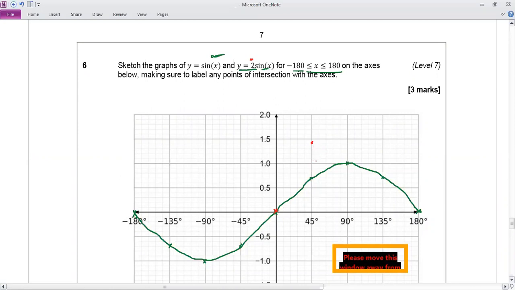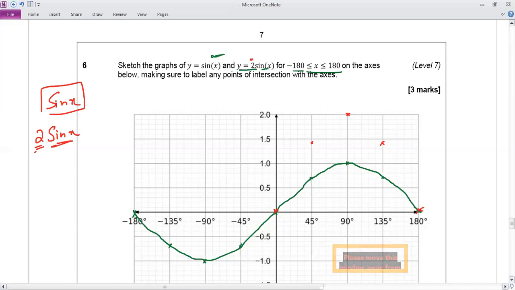In the same way, for 90, 2 sine 90 will be 2. Almost every time a student asks me a question, sir, what is this? You said sine will never have a value more than 1. Why this time is it 2? Yes, if sine or cosine are single, they will never have a value more than 1. But now you have 2 sine x. First taking sine x as 1 and then multiplying by 2, so the maximum value can be 2. And then for 135, again it will be 1.41. And for 2 sine 180 degree, it will be 0.